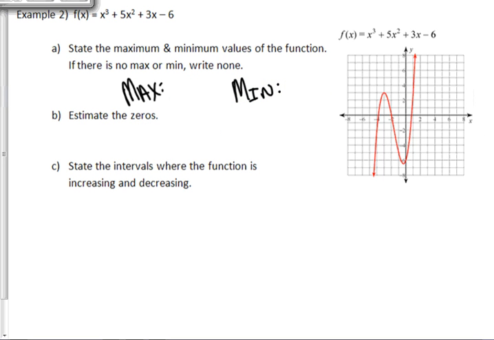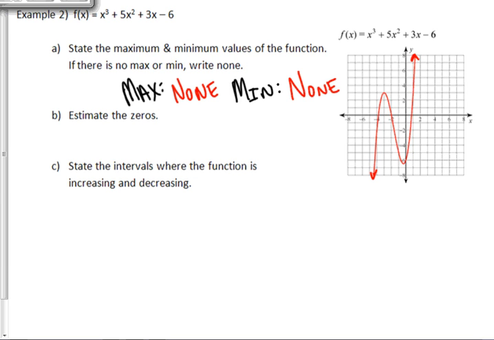Max and min here for this graph. Again, this graph goes on forever in both directions. So it's not going to have a max. It's not going to have a min. So there is no max or min to this graph.